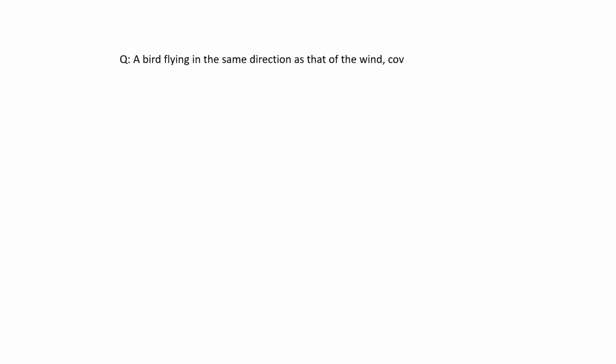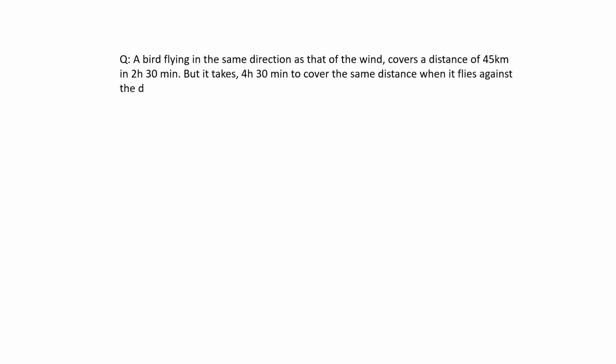A bird flying in the same direction as the wind covers a distance of 45 km in 2 hours 30 minutes. But it takes 4 hours 30 minutes to cover the same distance when it flies against the direction of the wind. Find the speed of the bird and that of the wind.